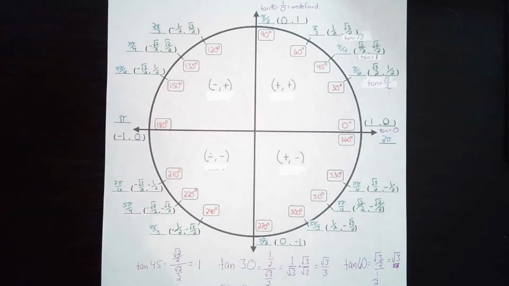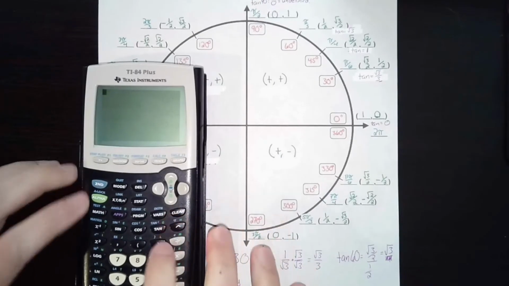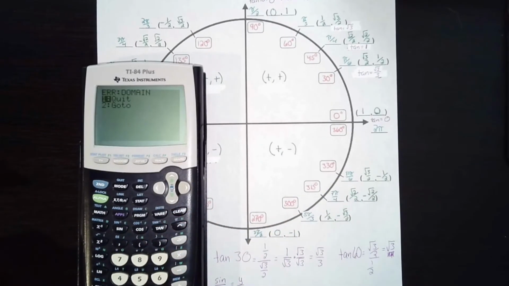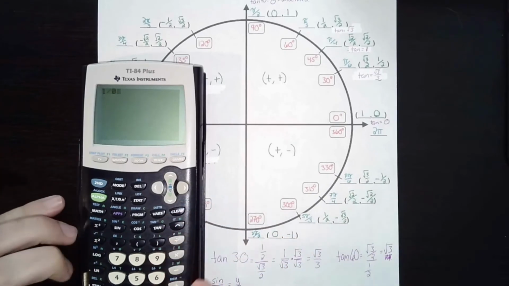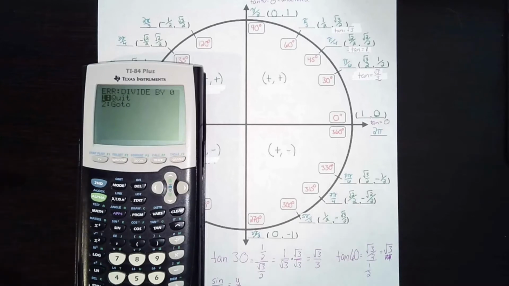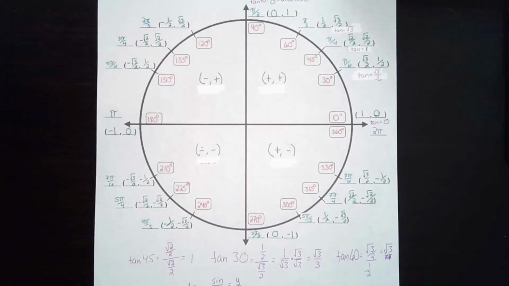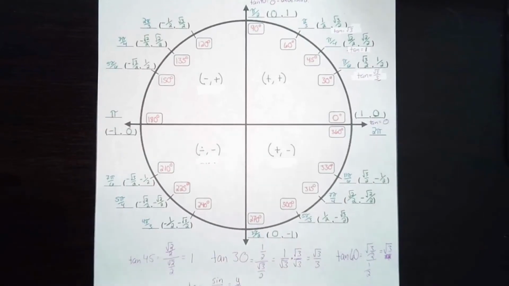Your calculator will give you the same error when we do tangent of 90. So if I do it here, tangent of 90, I get a domain error. Basically I can't do it. Or I can do 1 divided by 0, and I get an error that says I can't divide by 0. So slightly different errors, but either way, I'm not allowed to do it. Okay, so now I have all my tangents, or at least in my first quadrant I do.